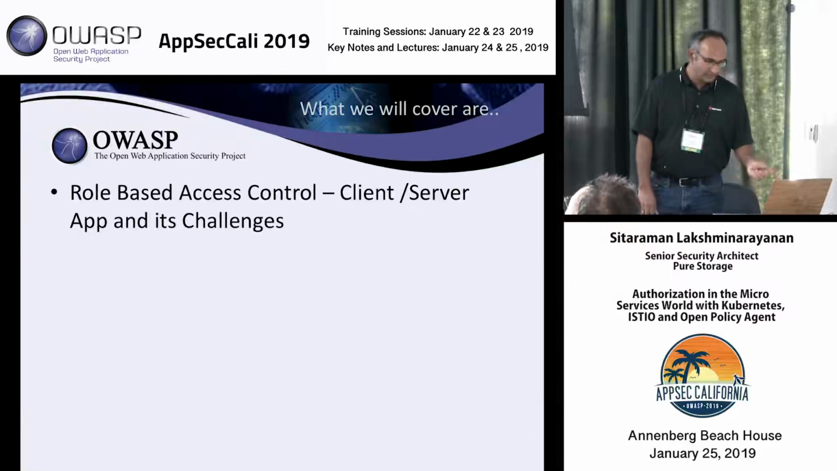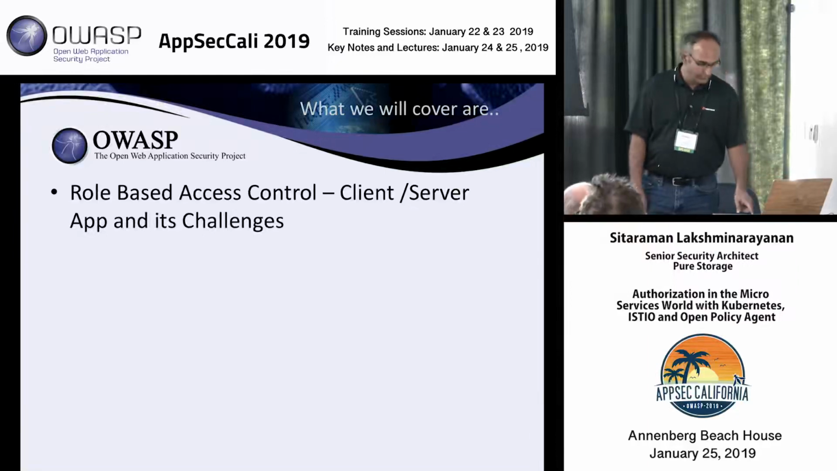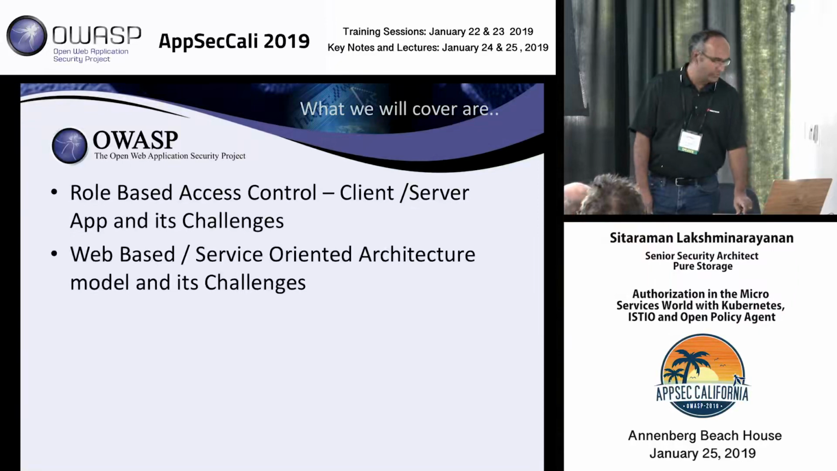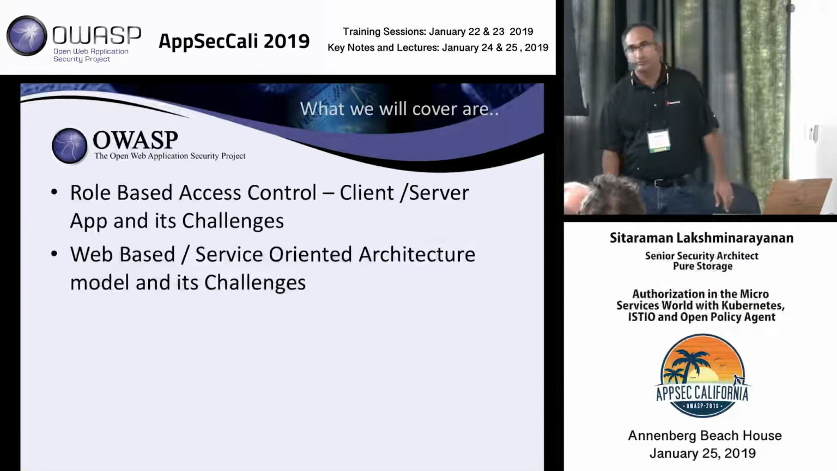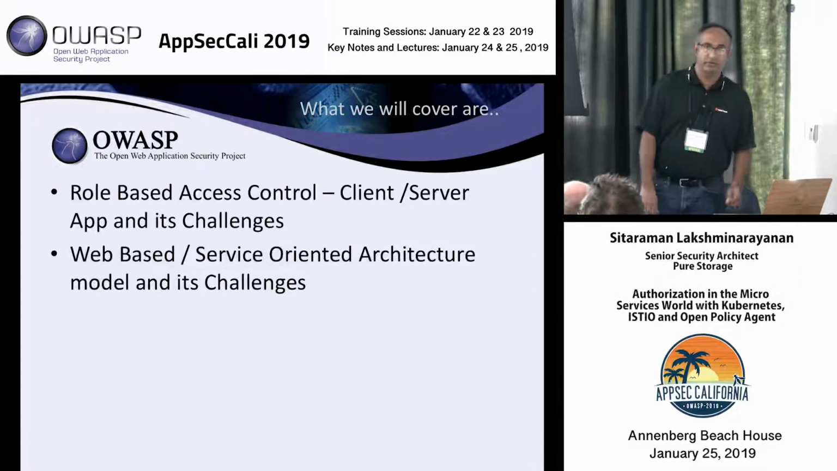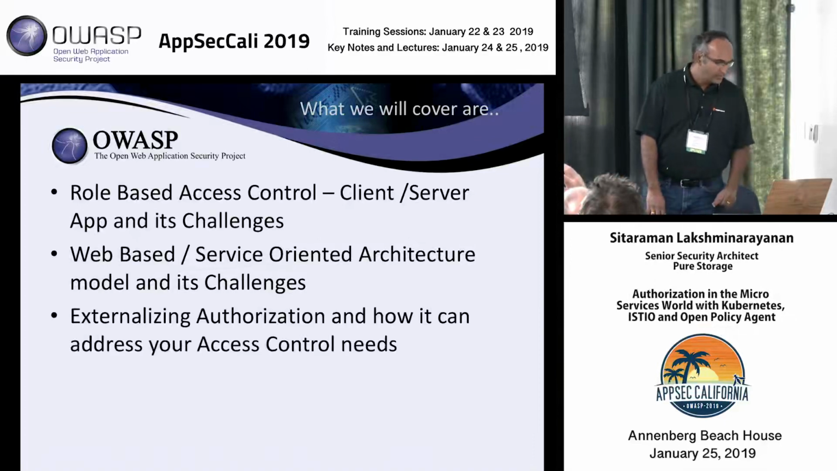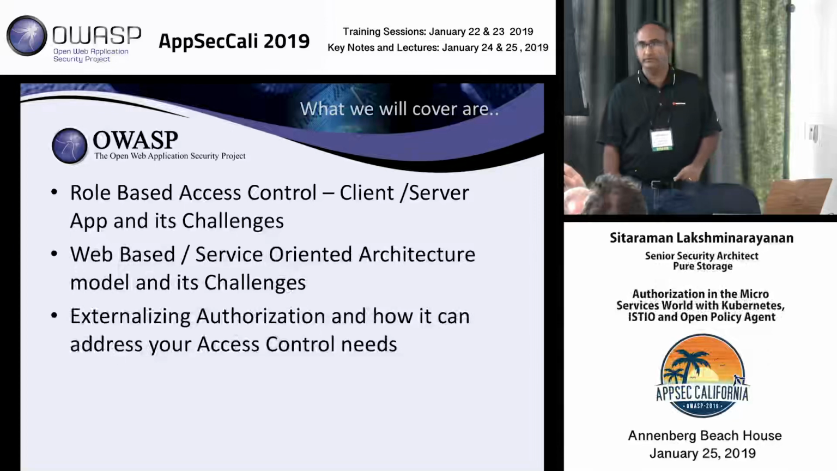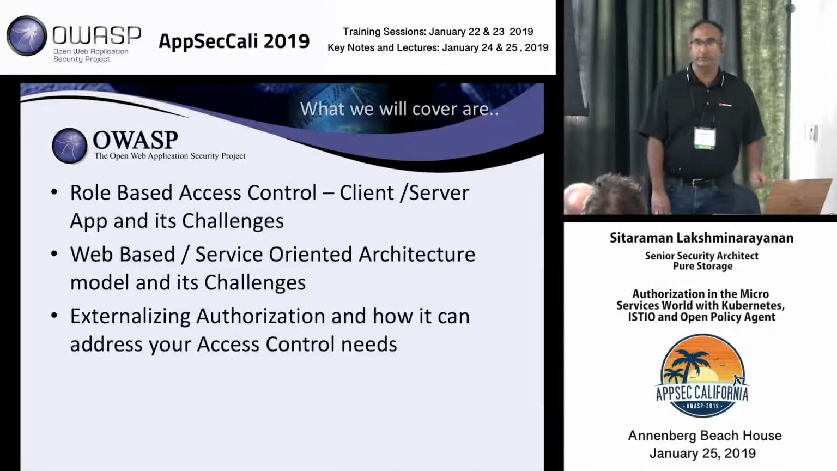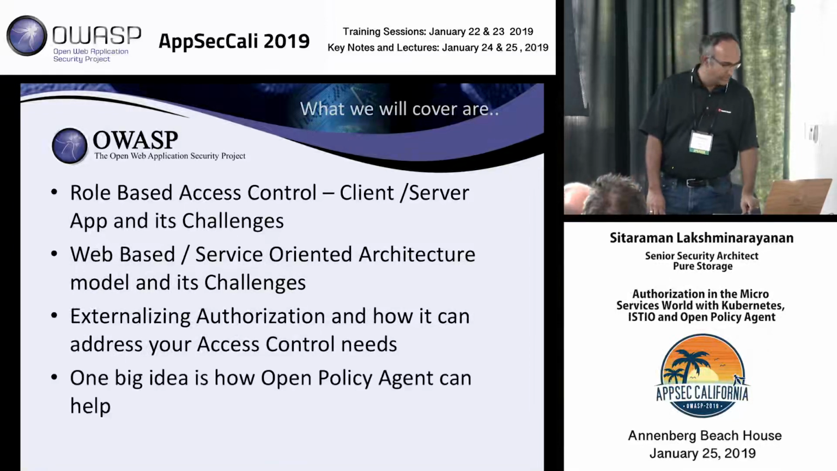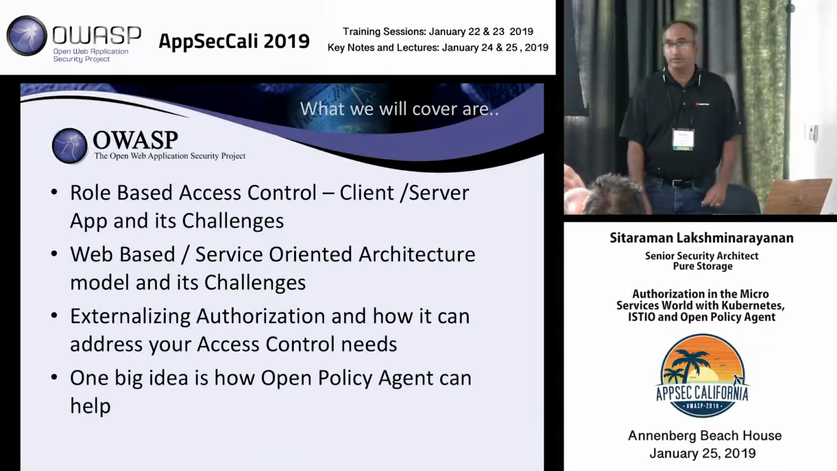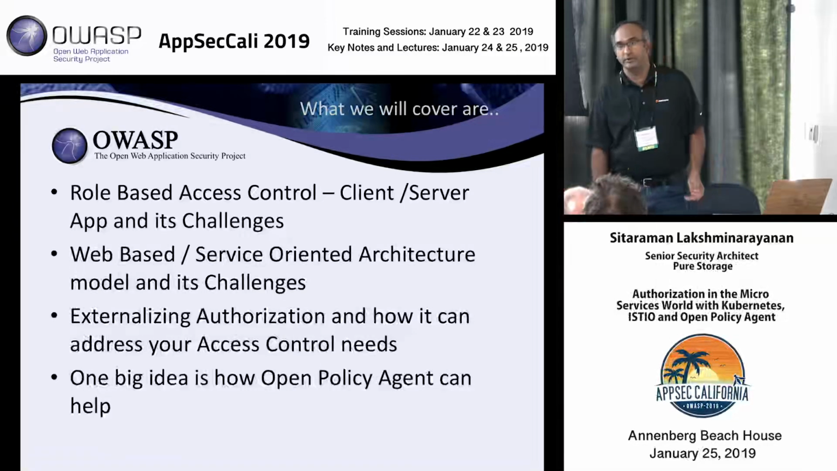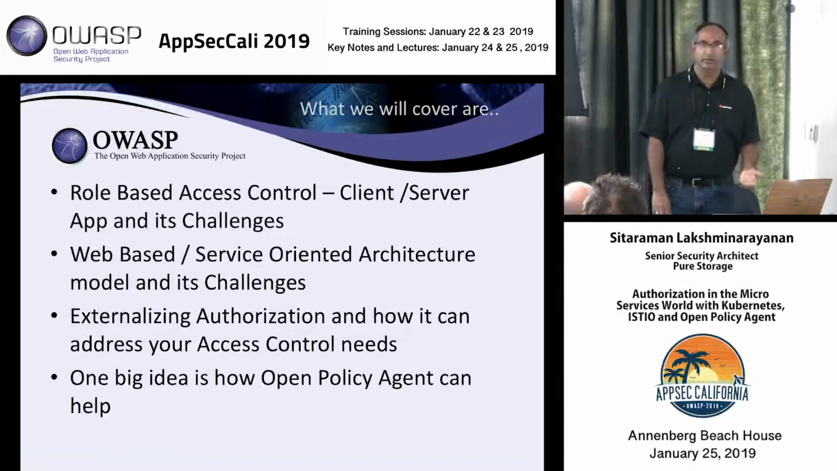It starts with role-based access control. We'll go over how the client-server application used to work before, and how we evolved when we moved into a web-based application or service-oriented architecture. Where did this go? And then we talk about the concept of externalizing authorization. Is it completely new, or was there anything built in between? And then we'll talk about what OPA is, what Open Policy Agent is, and how it can actually help you address this.